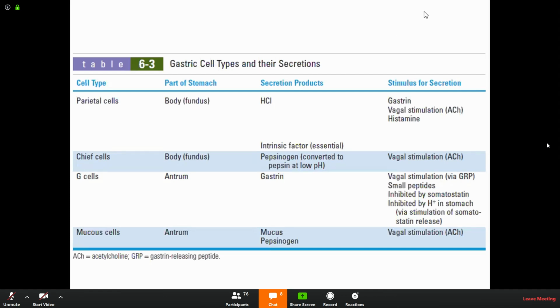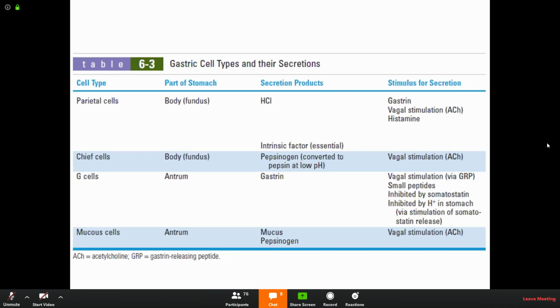So for stimulation of the parietal cells, gastrin can cause stimulation of the parietal cells. Vagal stimulation, by releasing the acetylcholine, causes parietal cell secretion and histamine secretion. Histamine causes the parietal cell secretion. So among these three, gastrin, vagal, and histamine, histamine has the potent effect on parietal cell secretion.